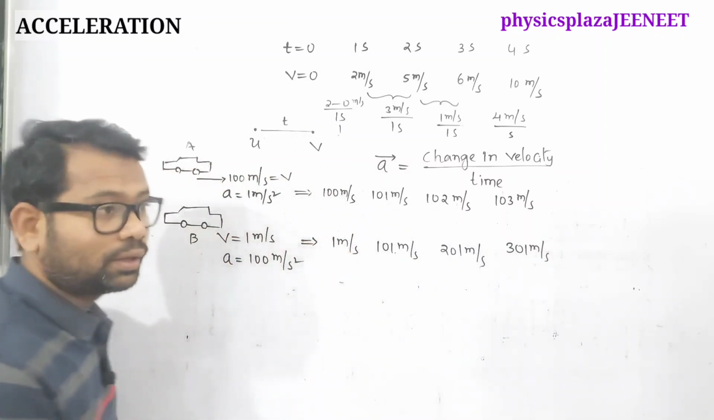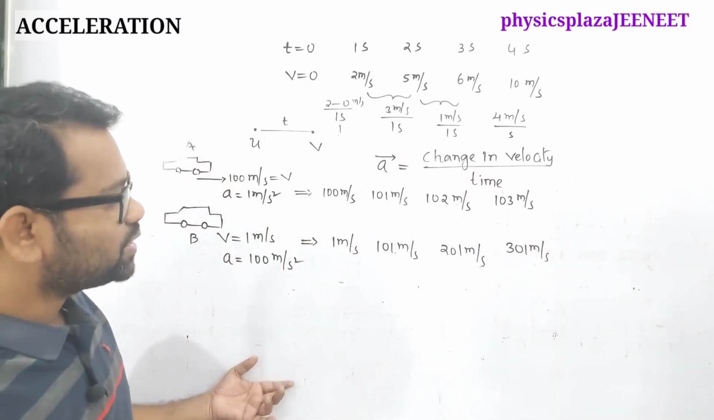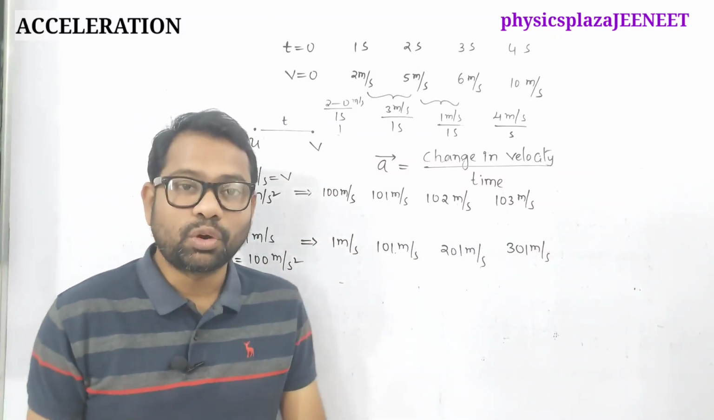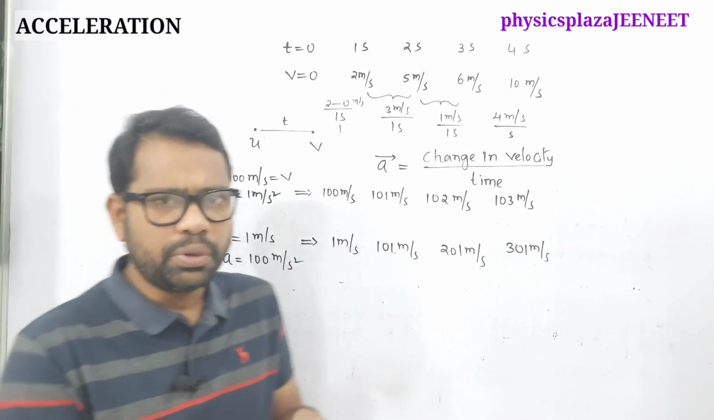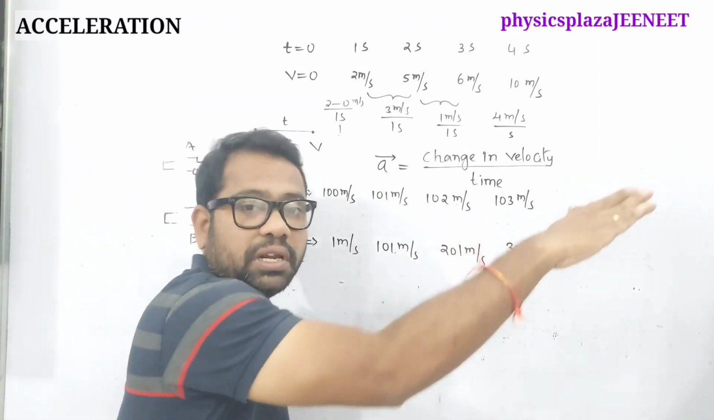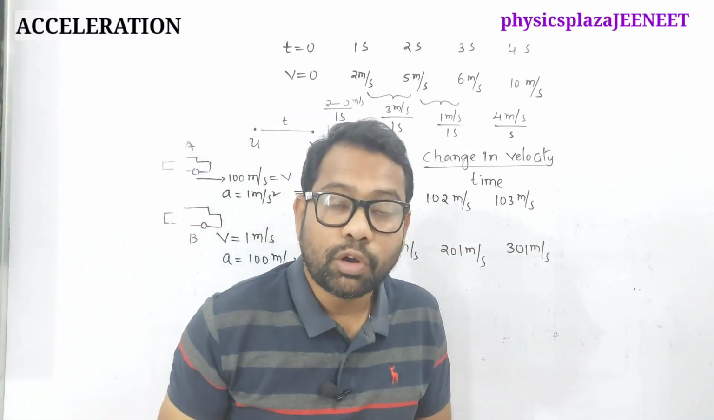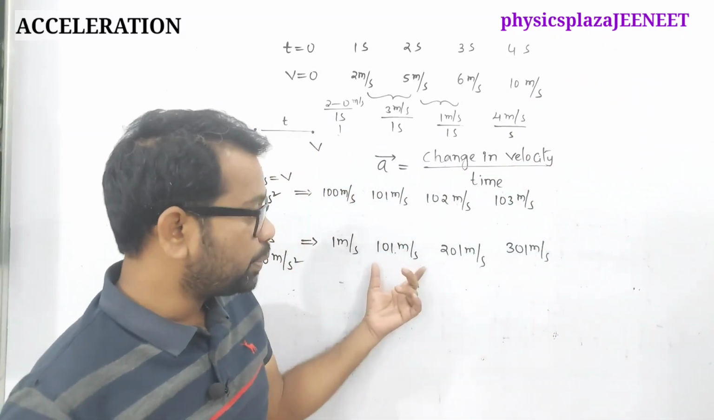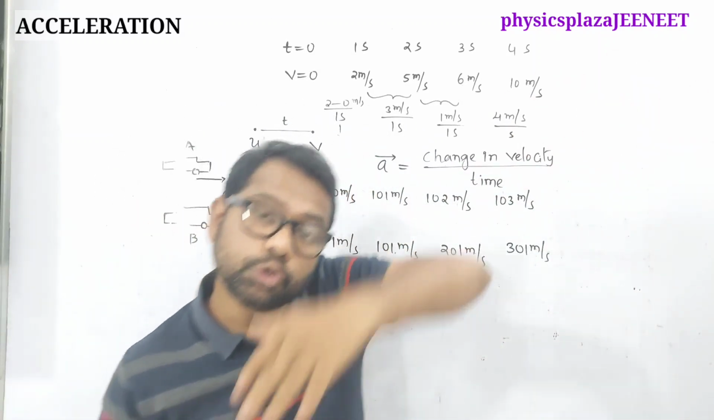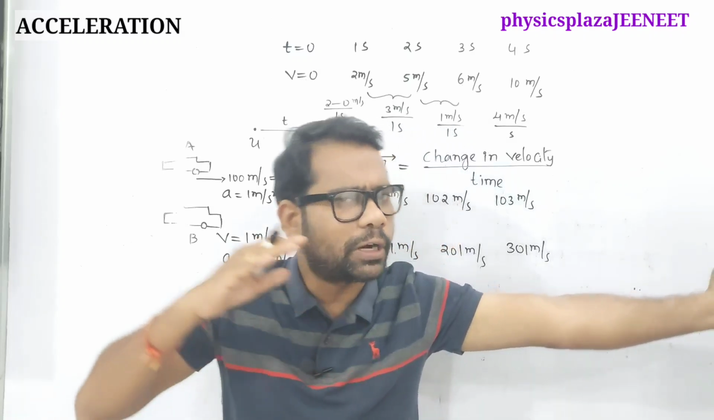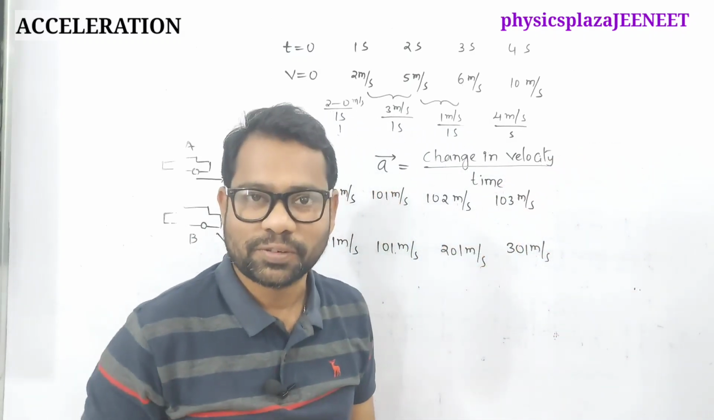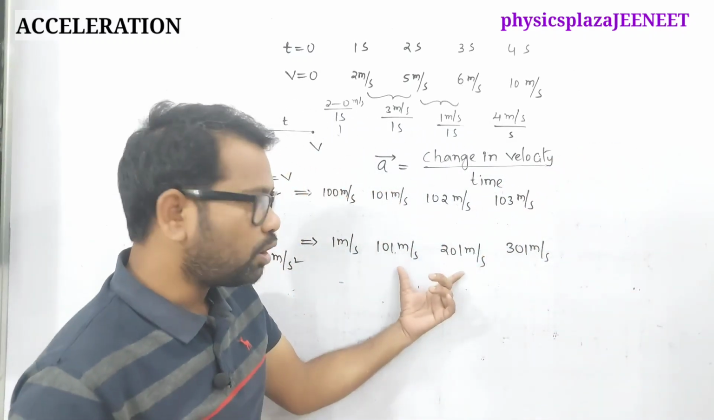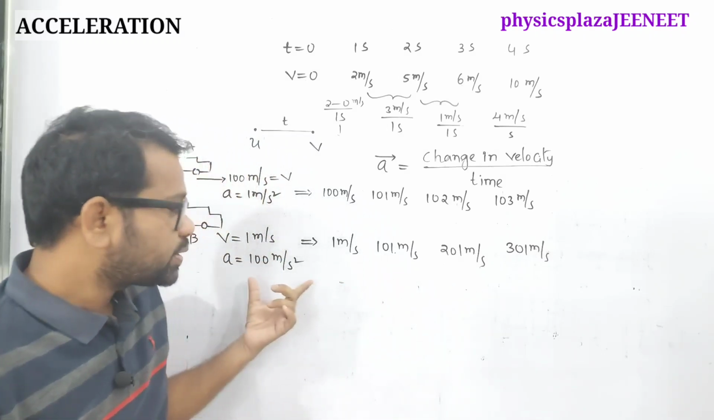Children, look here. In these two situations, which do you think is more dangerous? The second one, because its velocity changes suddenly. Imagine 1 meter per second to 100 meter per second, 101 to 201 meter per second. See how rapidly the velocity changes. So the acceleration here is how much? 100 meter per second square.